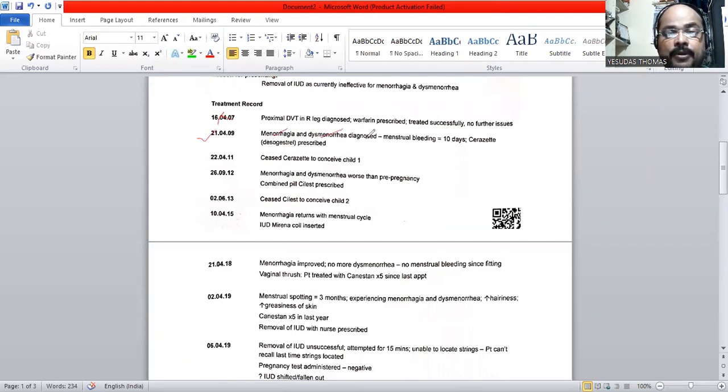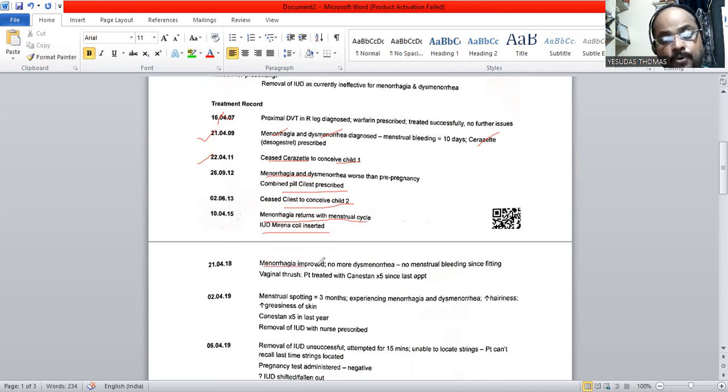Menorrhagia, dysmenorrhea, she has had Seracet. Now this is also important: the stoppage of the medication for the consumption of the first child. After that, we have worsening symptoms, representation of the symptom. So we have another medicine, and that too was ceased. Menorrhagia returns after a couple of years, for which a Mirena coil was inserted.